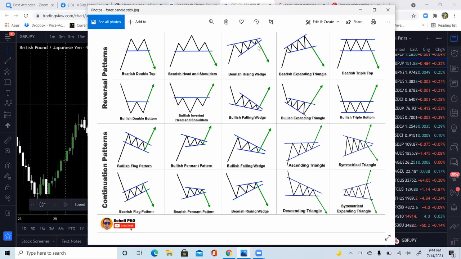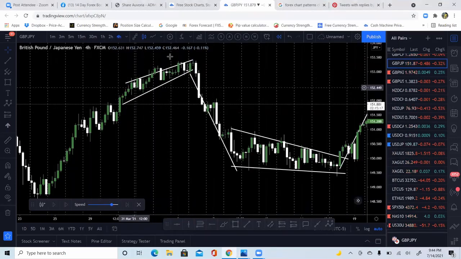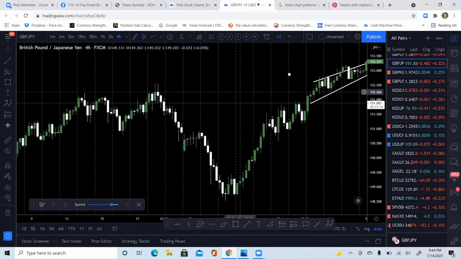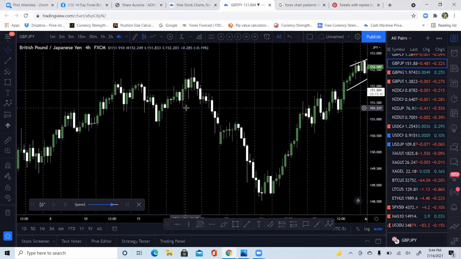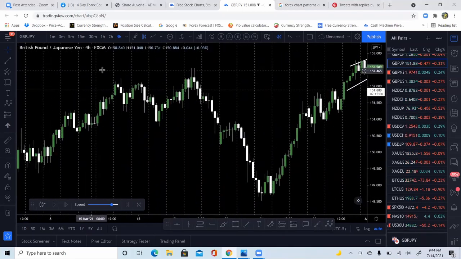Bearish rising wedge. So you have your upward momentum, your big strong up move. Then it squeezes in and then reverses. So it squeezes in and reverses. Almost every move has something like that going on.